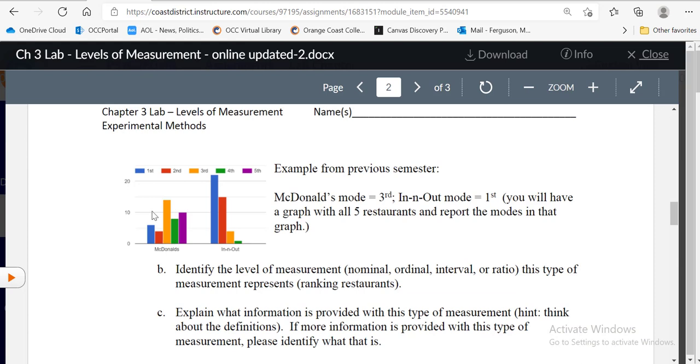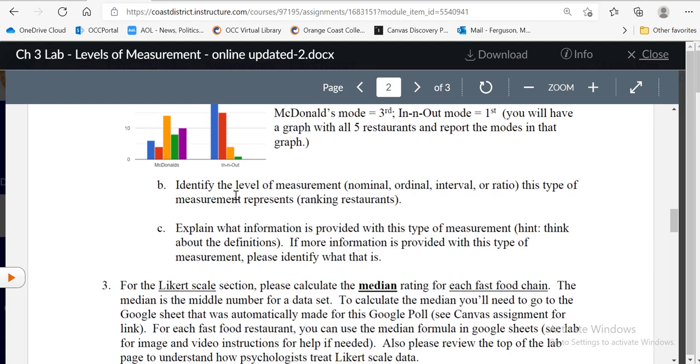And so here for McDonald's, for this graph, the most frequent, the mode, was third. And you're going to list that. For In-N-Out, it was first. You're going to go to your graph and you're going to see. And you're going to provide me a screenshot of that graph, okay? Yours will have all 5 restaurants listed.